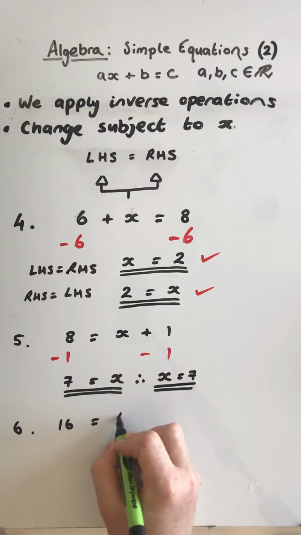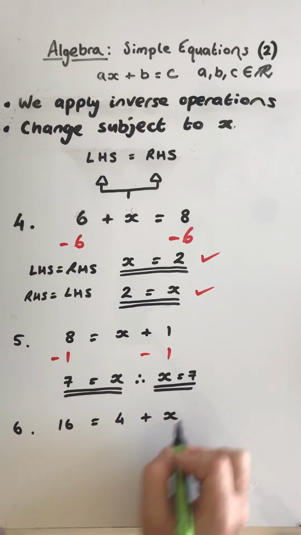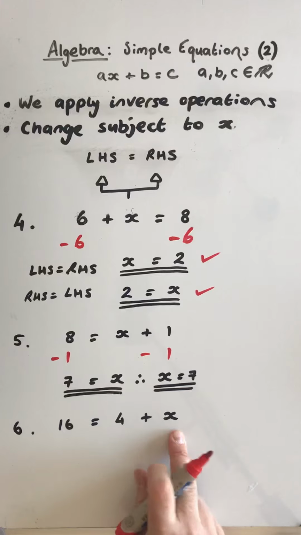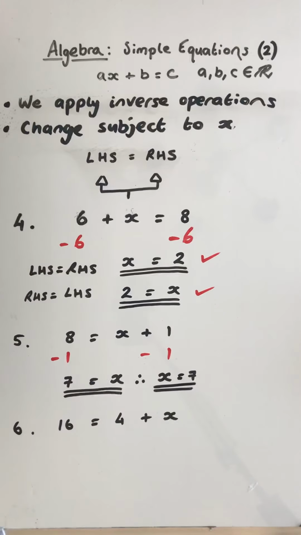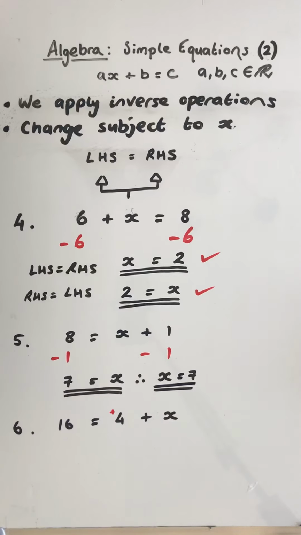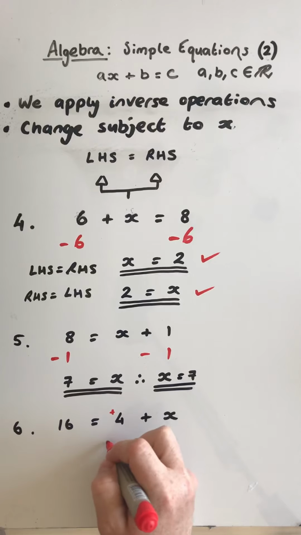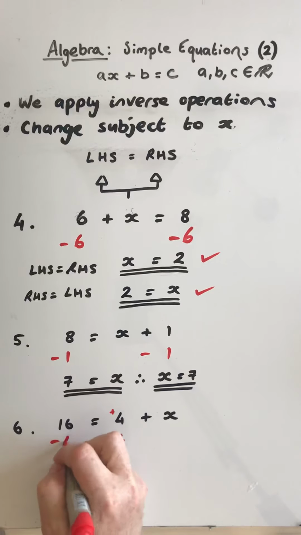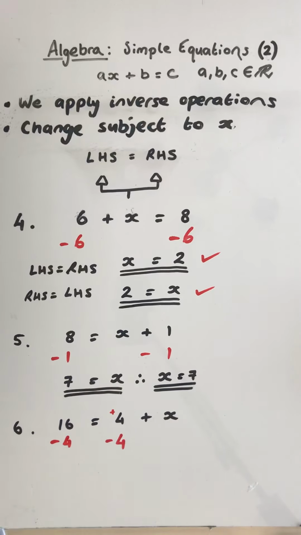16 equals 4 plus x. So we want to apply inverse operations to solve an equation so that the unknown variable x is on its own. Positive 4. The inverse operation of plus is minus. The additive inverse is minus. So I'm using a lot of language here. This is language that you'll need to get used to, and I would suggest that you keep watching the first video in order to fully understand what we're talking about here.